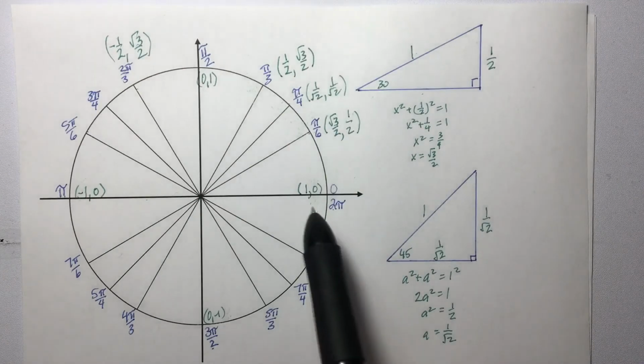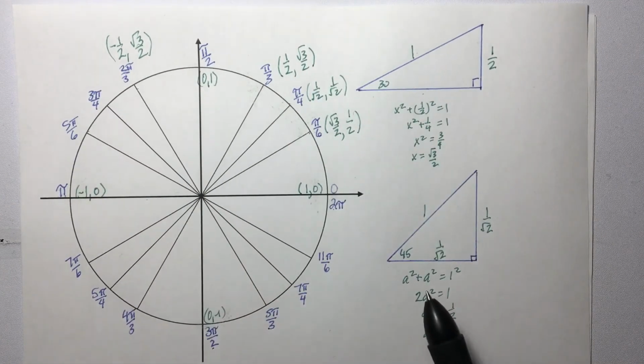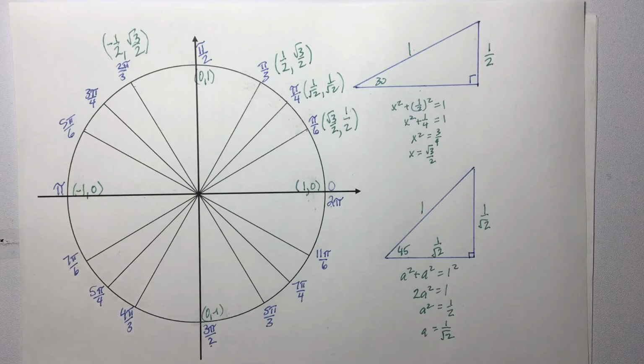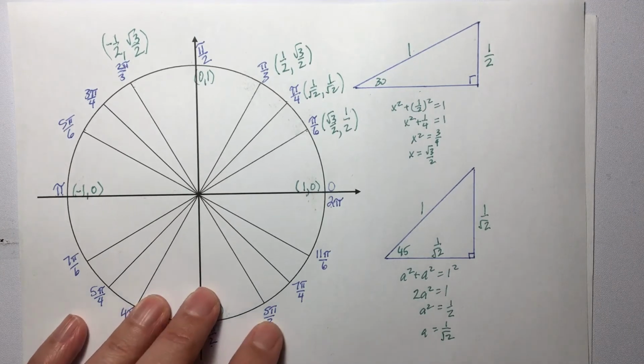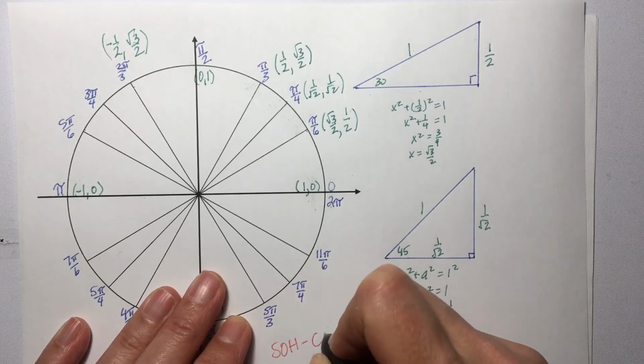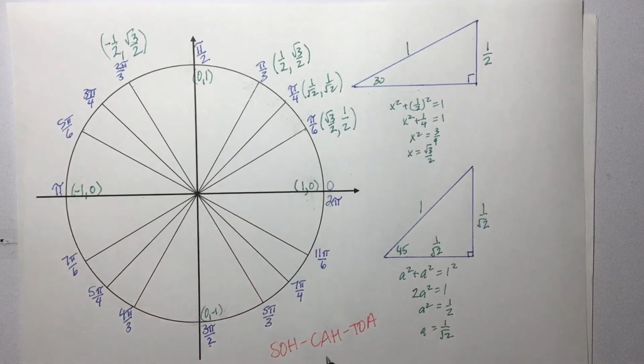Okay, so using symmetry, you can get any of the others. I'm not going to do that. So from here, if you need to find sine, cosine, or tangent, as long as you know SOHCAHTOA, and I know you do, you can find your sine, cosine, tangent. Sine being opposite over hypotenuse, cosine adjacent over hypotenuse, tangent opposite over adjacent.